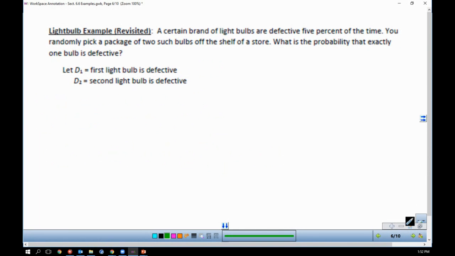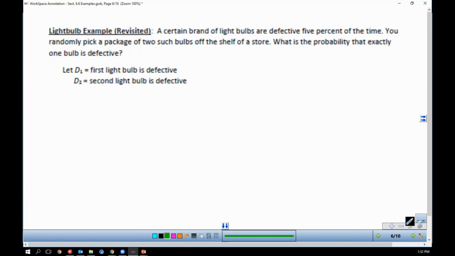So we're going to go back to the light bulb example that we talked about at the end of class yesterday. So a certain brand of light bulb is defective 5% of the time. You randomly pick a package of 2 such light bulbs off the shelf at a store. So one package has 2 bulbs in it. What's the probability that exactly 1 bulb is defective?